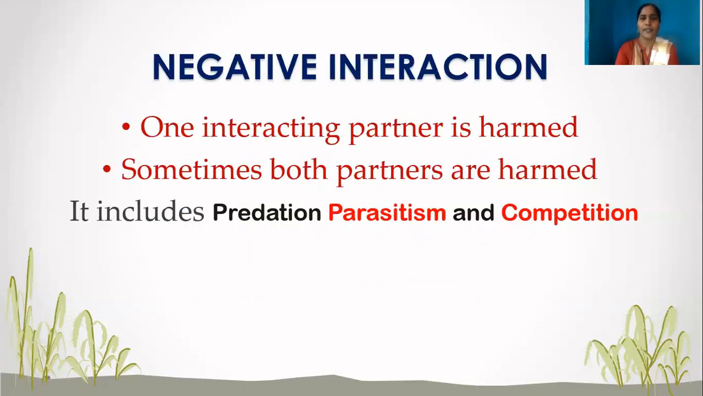The next type of interaction is the negative interaction. Here, one interacting partner is harmed. Sometimes, in some cases, both partners are harmed. It includes predation, parasitism, and competition.